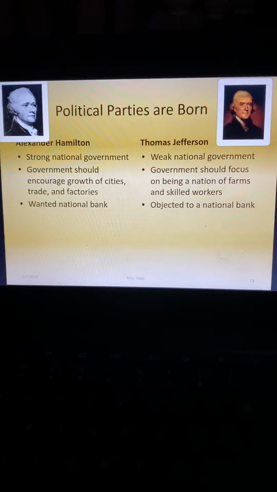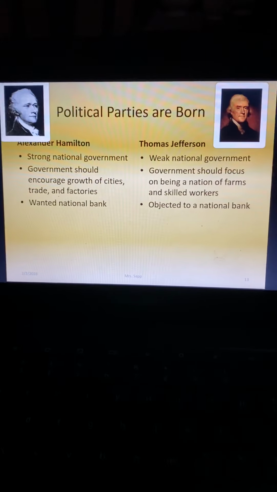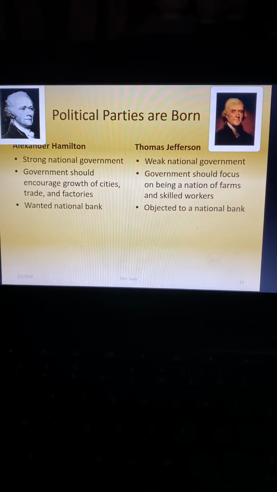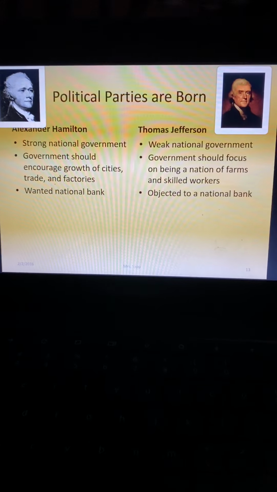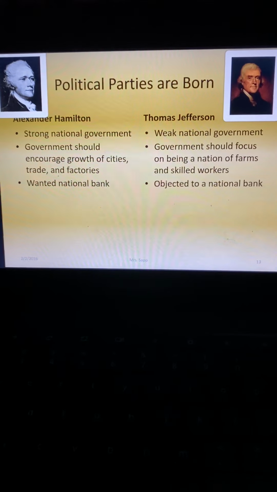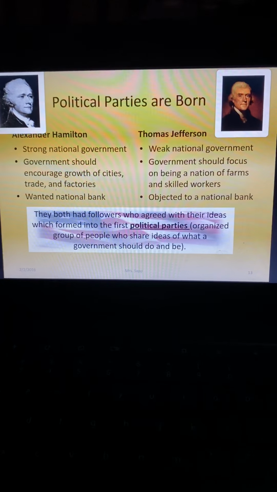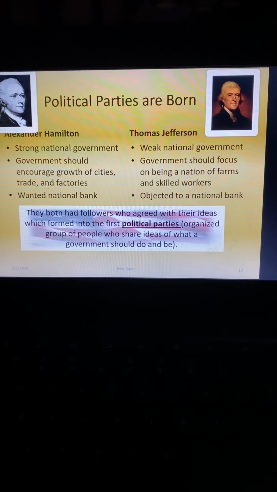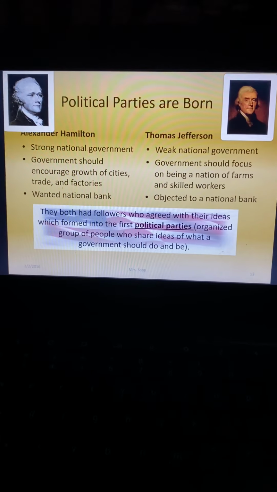Now, political parties in today's time, we think of Democrats, Republicans, liberals, independents, like all these different, mainly Democrat and Republican. But in this time, this split right here between these two men became known as the first two political parties. Alexander Hamilton's political party was known as the Federalists, and Jefferson's political party was known as the Democratic Republicans. So it was kind of one word now, and we split it into two today.